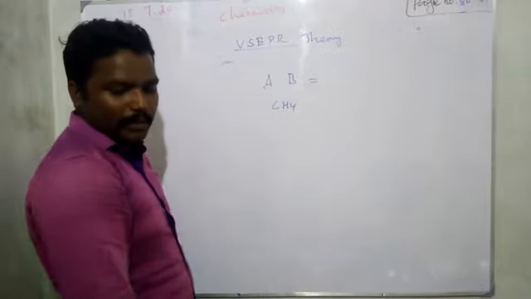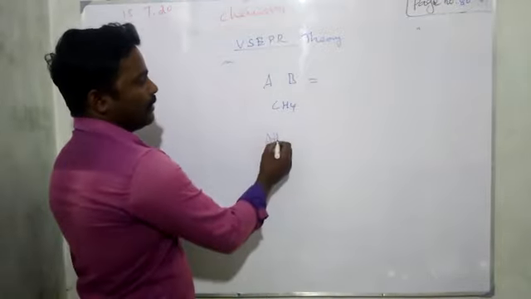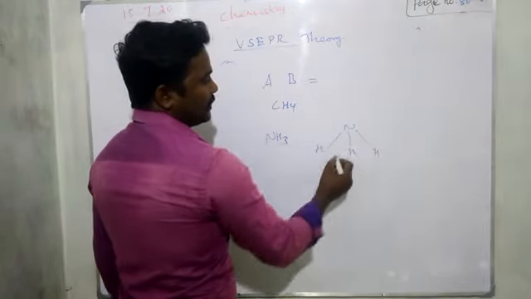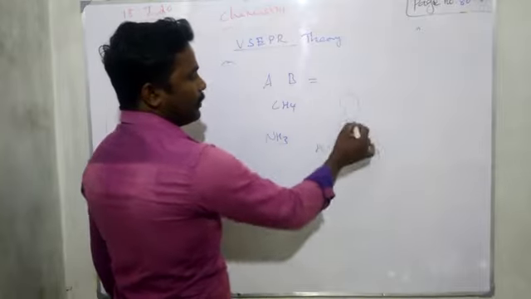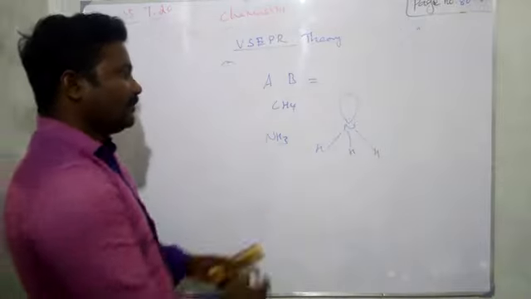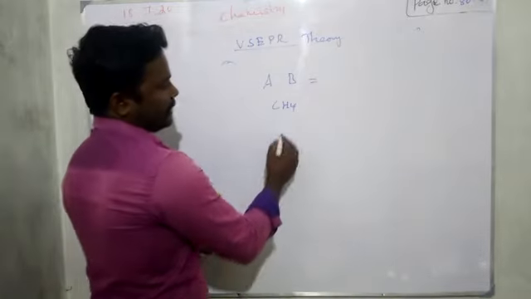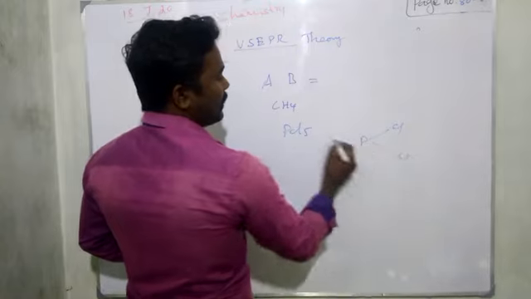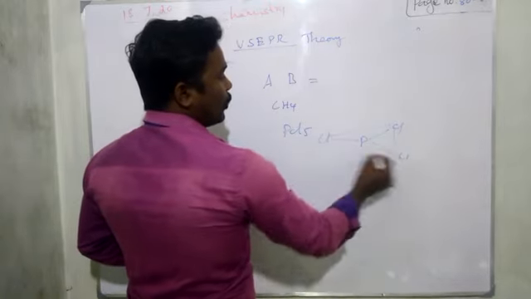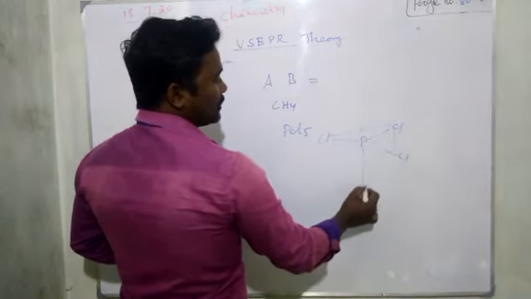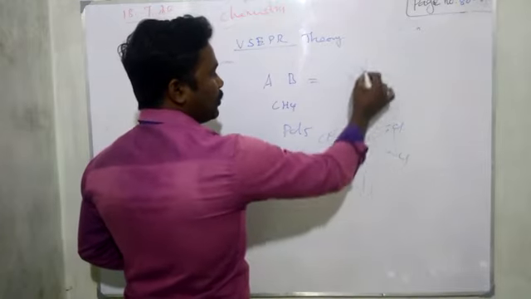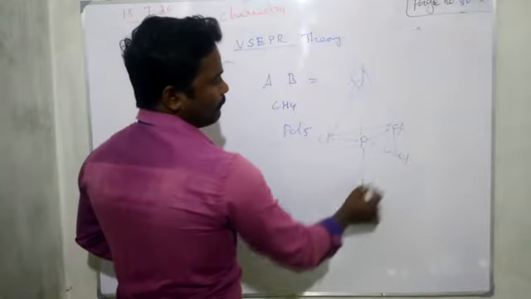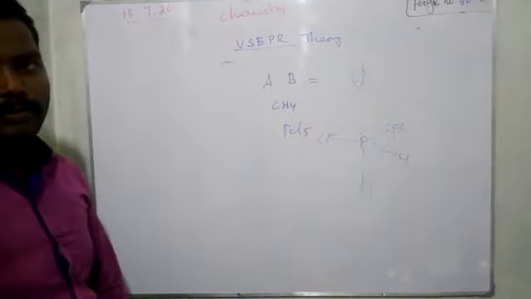trigonal bipyramidal. First we will see ammonia, pyramidal shape: nitrogen, H, H, H. So the pyramid shape has a lone pair. Then we will see trigonal bipyramidal, phosphorus pentachloride, PCl5. It will form one trigonal plane, the top one Cl, the bottom one Cl. So you will get the trigonal bipyramidal shape. This is called a trigonal bipyramidal shape.